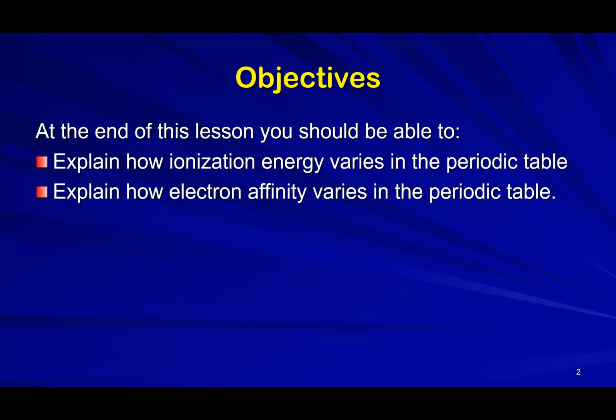At the end of this lesson, you should be able to explain how ionization energy varies across the period and down the group, with the exceptions. And you should also be able to explain how electron affinity varies in the periodic table. And of course, if we have exceptions, you should also be able to explain them.